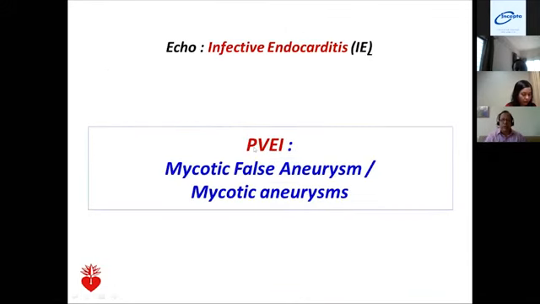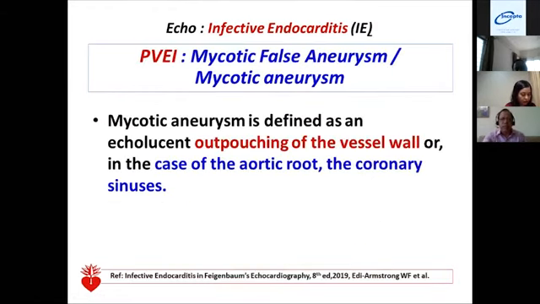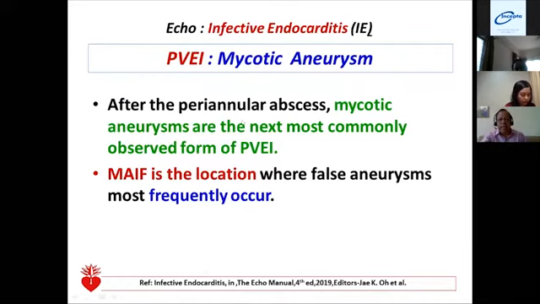Now, I will talk about the mycotic false aneurysm or mycotic aneurysm, the same thing. What is this? It is defined as an echolucent outpouching of the vessel wall, or in the case of the aortic root, the coronary sinuses. After the periannular abscess, mycotic aneurysms are the next most commonly observed form of perivalvular extension of infective endocarditis. And again, this MAIF, that is the mitral aortic intervalvular fibrosa, is the location where false aneurysm most frequently occurs.